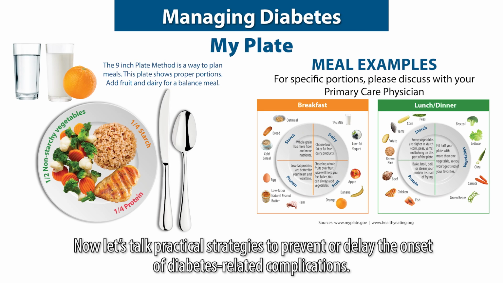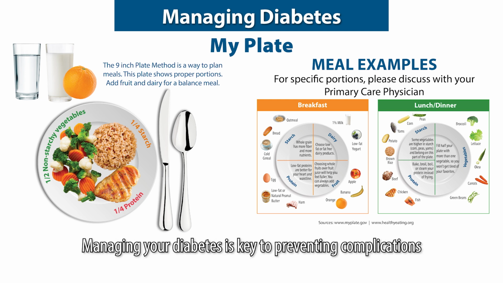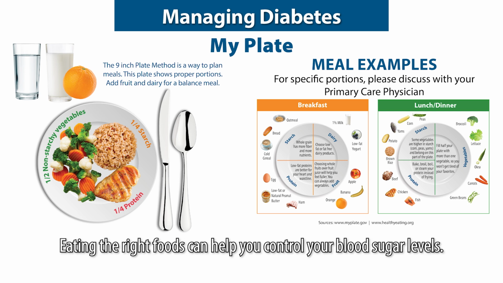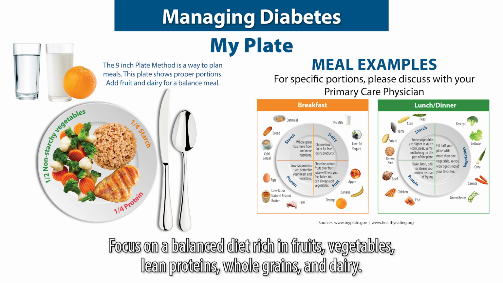Now, let's talk practical strategies to prevent or delay the onset of diabetes-related complications. Managing your diabetes is key to preventing complications. Eating the right foods can help you control your blood sugar levels. Focus on a balanced diet rich in fruits, vegetables, lean proteins, whole grains, and dairy.